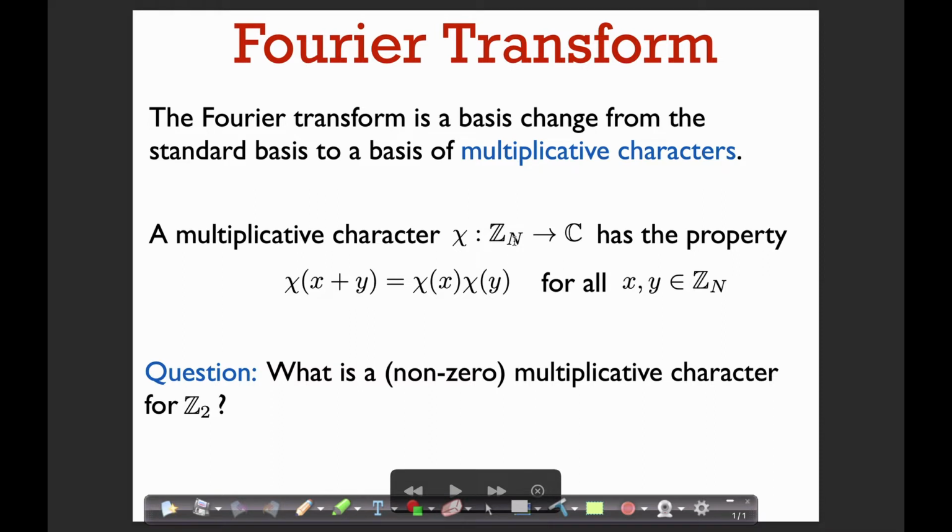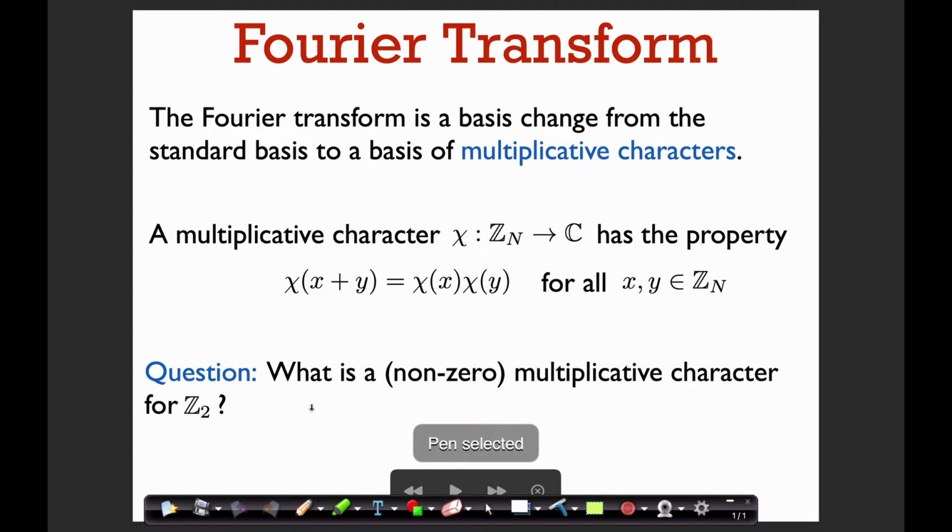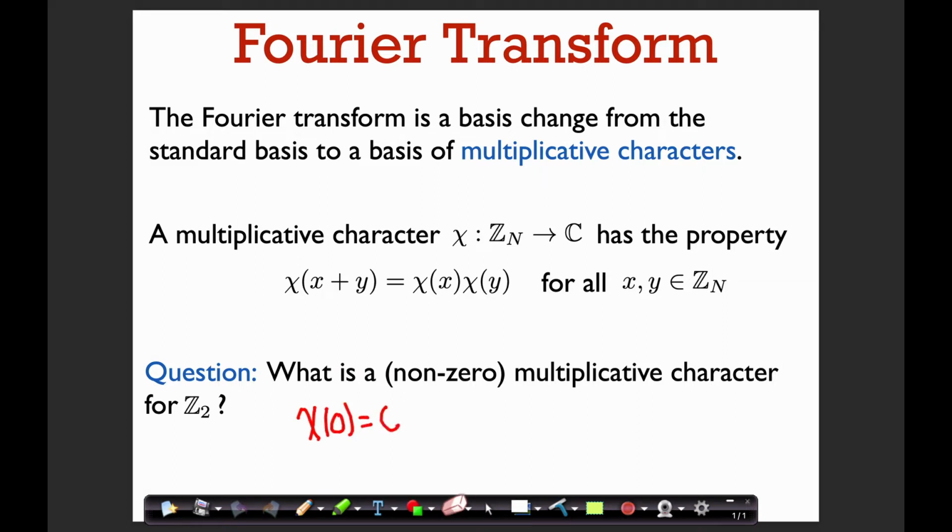So multiplication of chi respects the addition of the group. Think about the case where n is just 2: the group of two elements, 0 and 1, with addition modulo 2. What would be a non-zero multiplicative character in this case? Basically what you need to define is, there's just two elements. So chi of 0 should be something, and chi of 1 should be something. What can you plug in here so that this property holds? I'll let you think about that for a second.